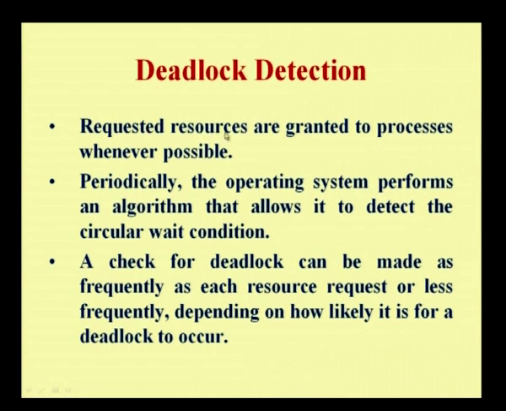So as far as deadlock detection is concerned, in the slide you have the requested resources are granted to processes whenever possible. Periodically, the operating system performs an algorithm that allows it to detect the circular wait condition. A check for deadlock can be made as frequently as each resource request, or less frequently depending on how likely it is for a deadlock to occur. So this is how deadlock detection is seen.